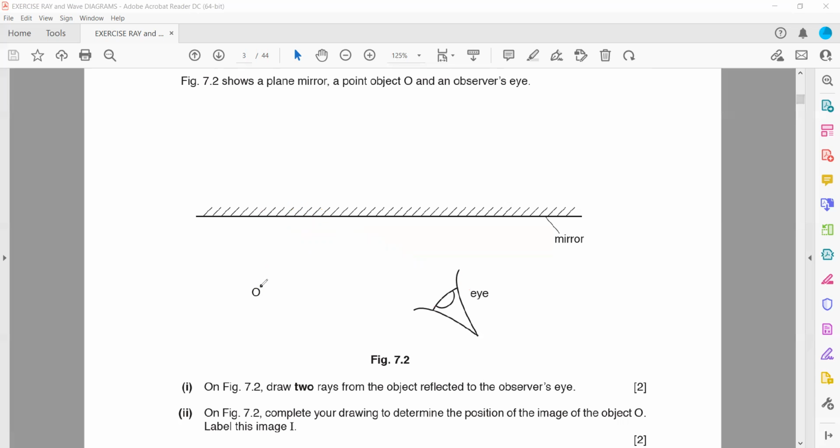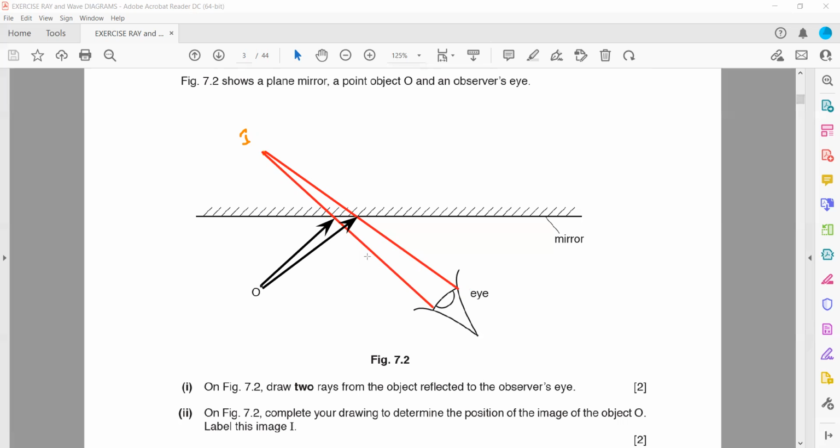You will measure the distance from the object to the mirror. For example, if this is 2 centimeters, using a ruler you measure this distance from object to mirror, and make the same distance on the other side, because we know object distance and image distance are always the same. Now we draw two light rays from the image, directly from the image to the eye. And we just join these two light rays from the object to the mirror. So this is how the image is formed by a plane mirror.